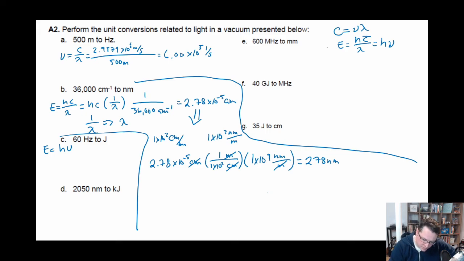Nanometers, you would use this equation right here. Megahertz to millimeters, that's just going back to this guy. Gigajoules to megahertz, you just simply rearrange this equation up here. And then 35 joules to centimeters, same thing right there. So you just simply rearrange those. I'm not going to go into more detail on those specific parts.